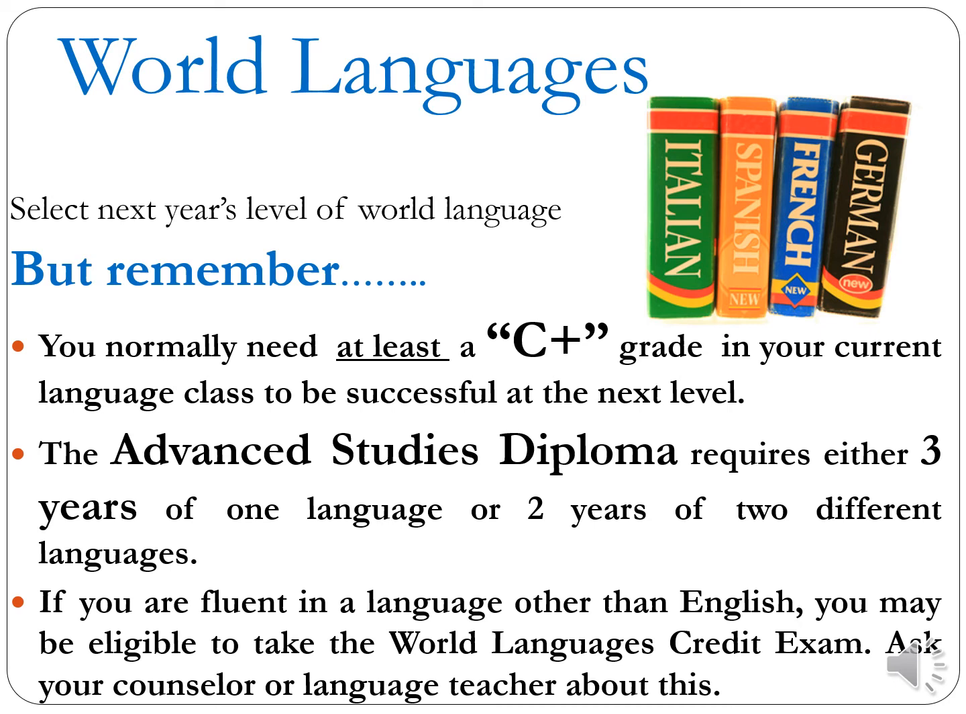The Advanced Studies Diploma does require either 3 years of one world language or 2 years of 2 different world languages. The 3 years of one does need to be consecutive languages. If you are fluent in a language other than English, you may be eligible to take the World Languages Credit Exam. Please ask your counselor or even your language teacher about this opportunity.